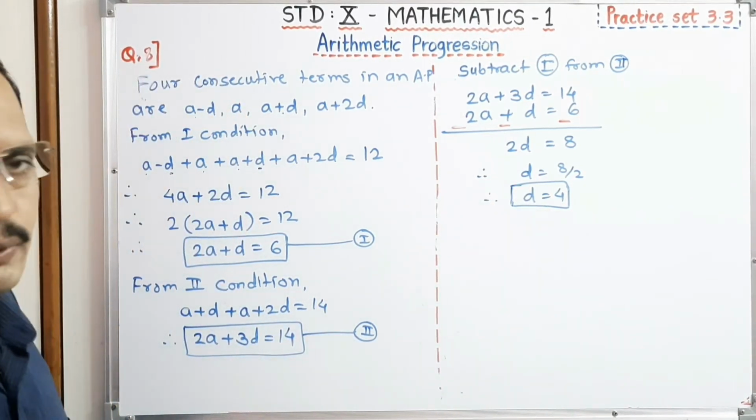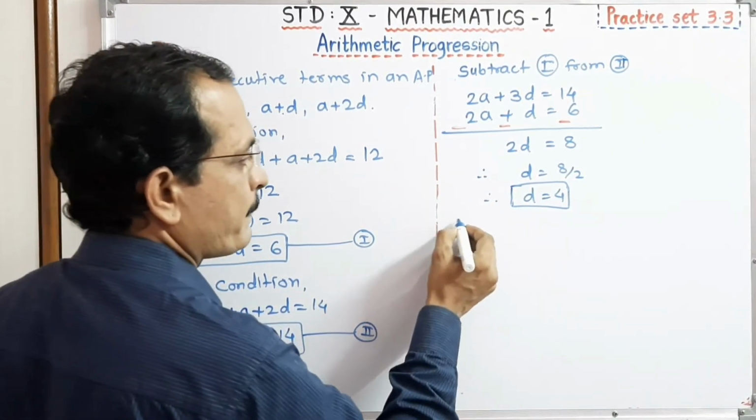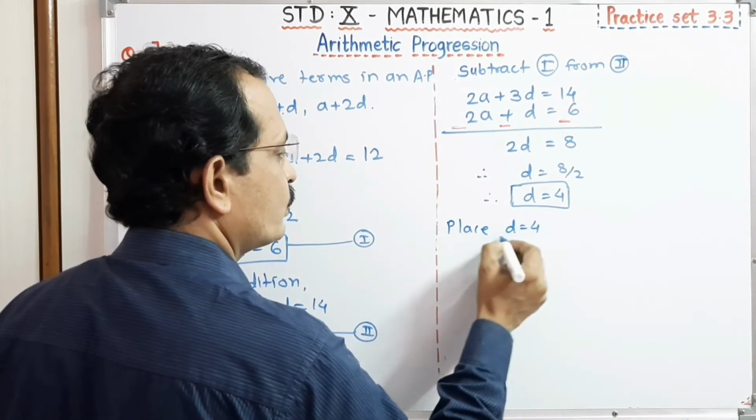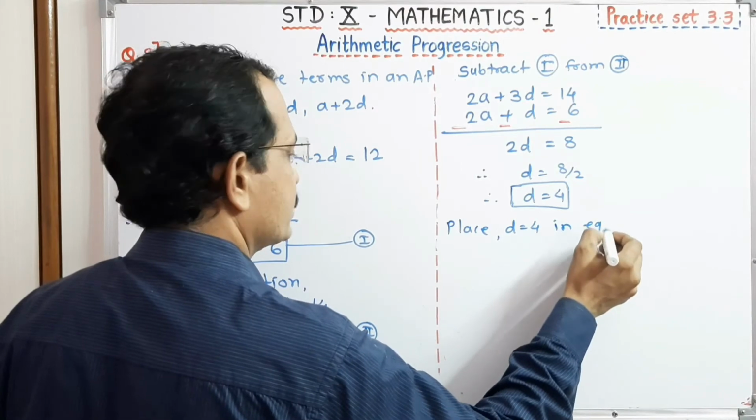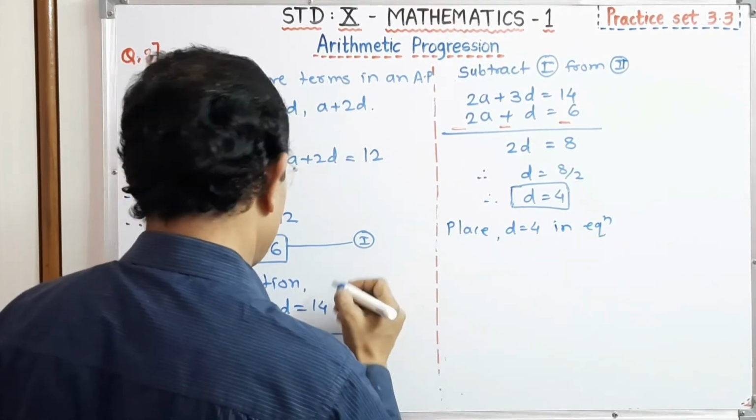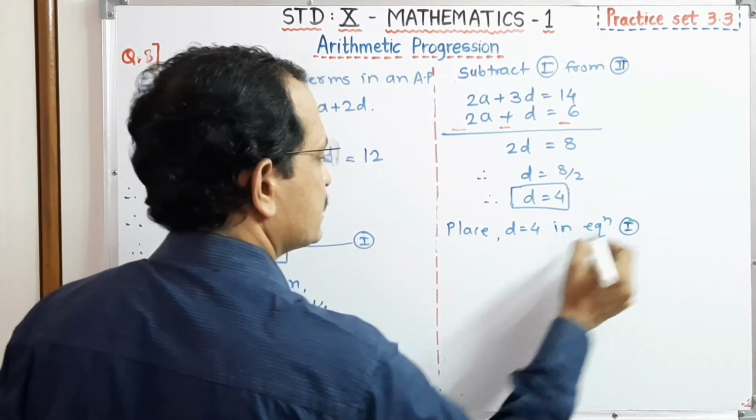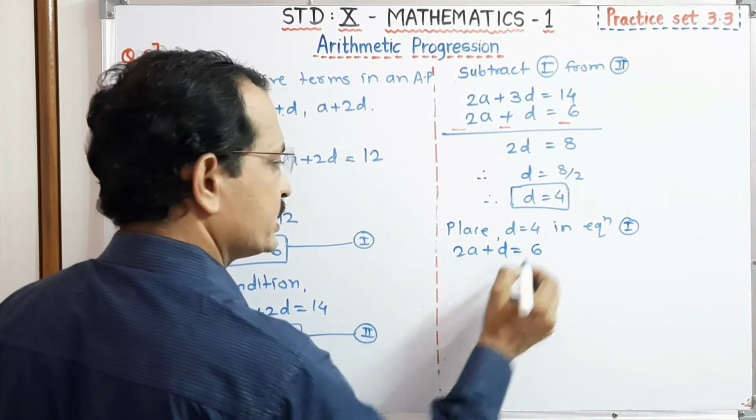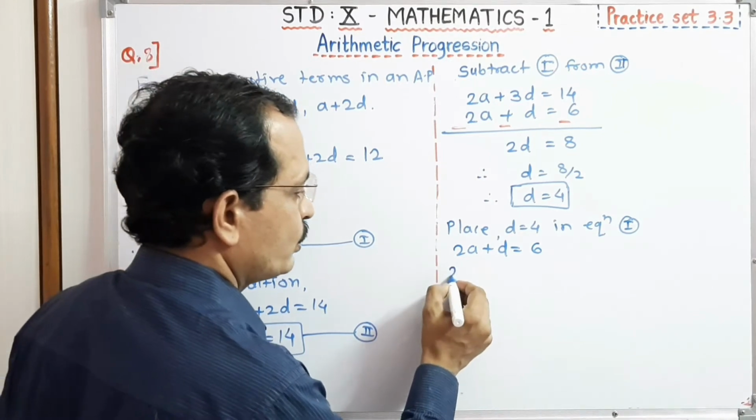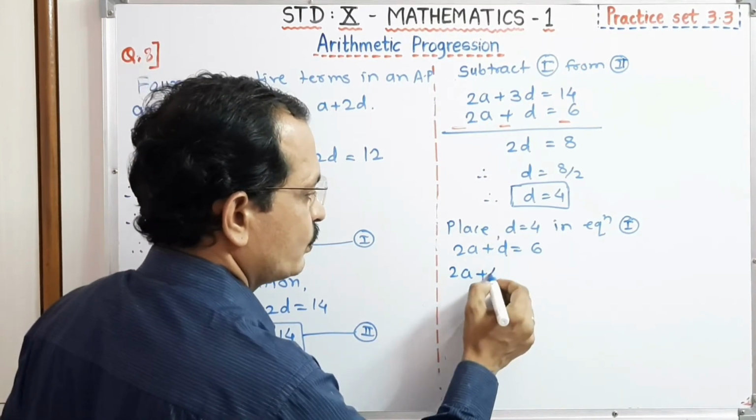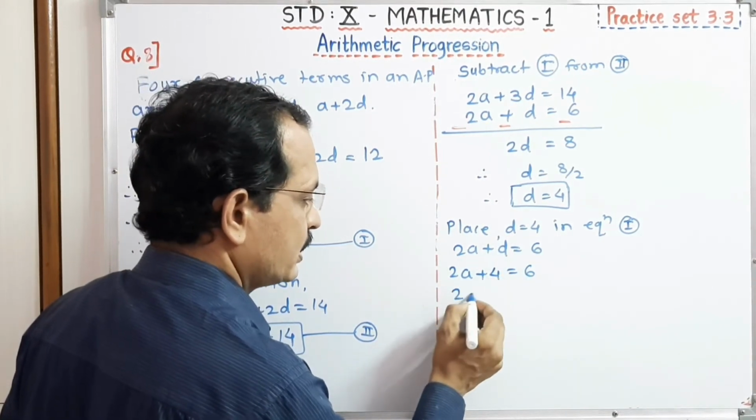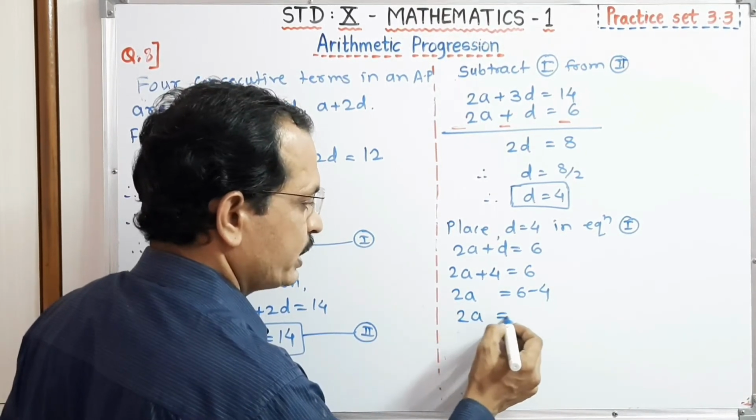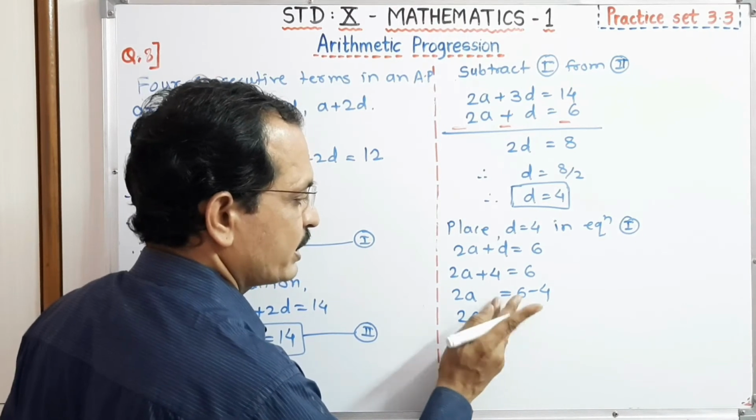Now we have to find out a. Now see here, place d is equal to 4 in an equation. In any equation we can write, let us take the first. See the first equation, 2a plus d is equal to 6. Now here 2a plus 4 is equal to 6. Therefore 2a is equal to 6 minus 4, it is 2.